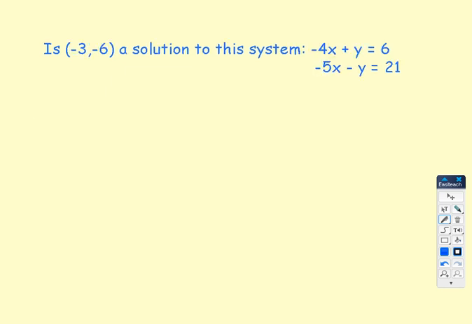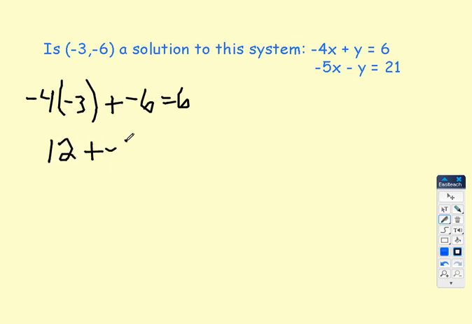Let's try another one. Is negative 3, negative 6 a solution to that system? Okay, so I'm going to plug it in. Negative 4 times x is negative 3, because x is the first value in the coordinate, plus negative 6, does that equal 6? So this is negative 4 times negative 3, which is a positive 12. Negative times a negative is a positive, plus negative 6. Does that equal 6? Yes, 12 plus negative 6 is 6. 6 is equal to 6, so that is a true equation. That point satisfies that equation.